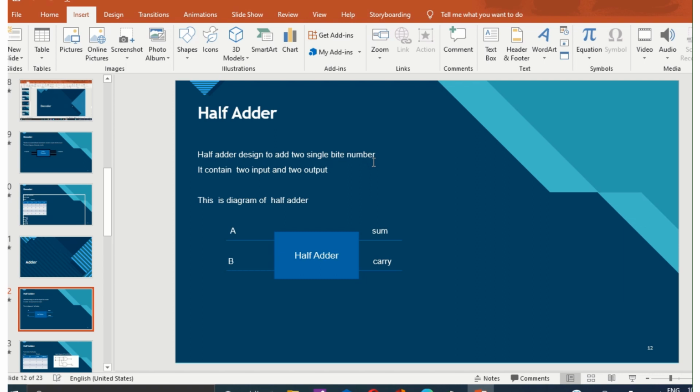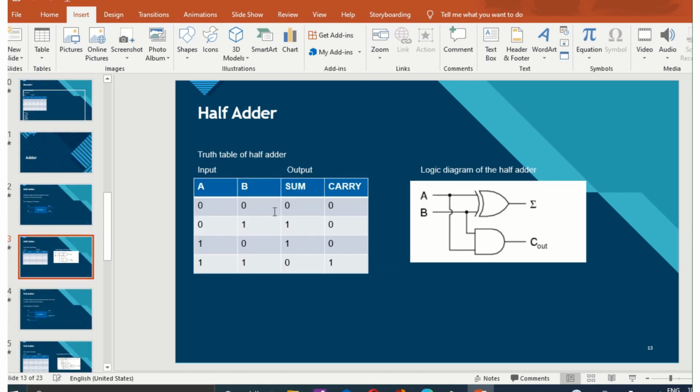The half adder is designed to add single bit numbers without carry. This contains two inputs and two outputs. This is a diagram of the half adder. Here I put two inputs and I get two outputs. This is the truth table of the half adder.